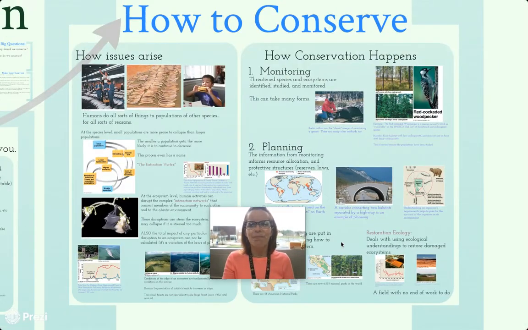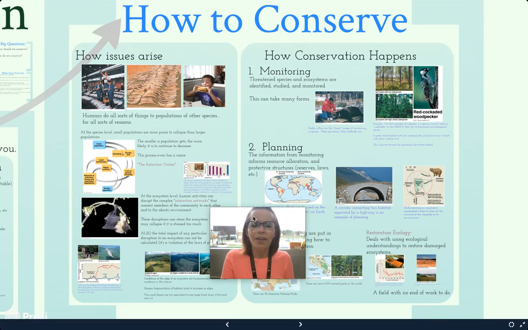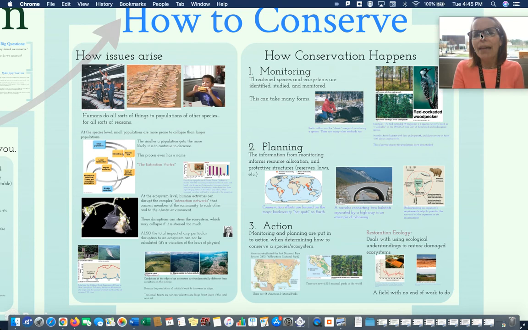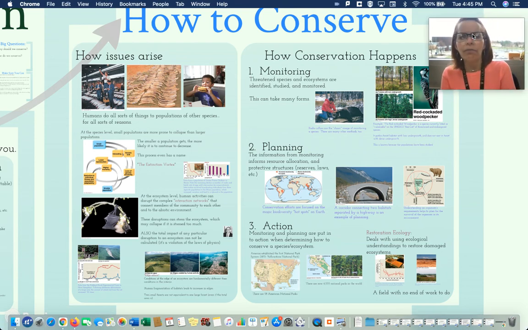Okay, so how can we conserve? I want to let you know that it is not a lost cause. There are so many amazing, exciting things that are happening right now with people, governments working to conserve what's happening on the planet. But we really need to get going. We really need to start making a huge difference now.